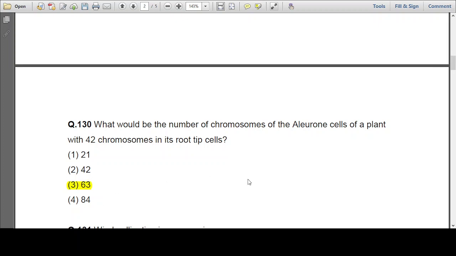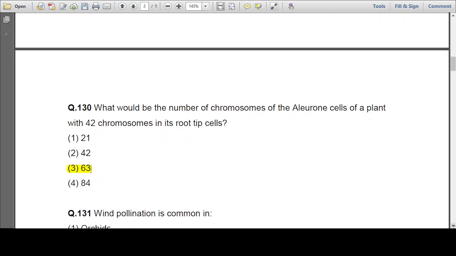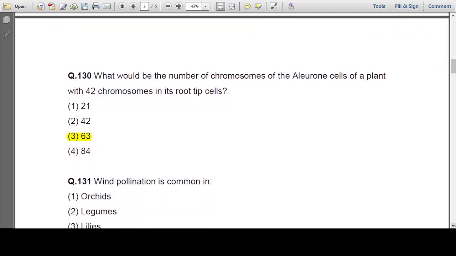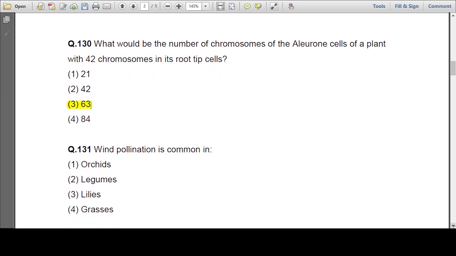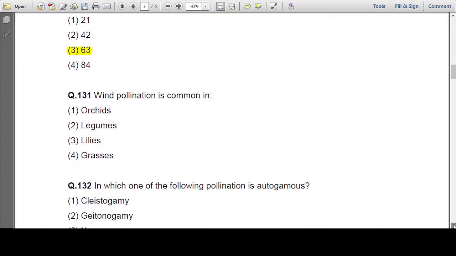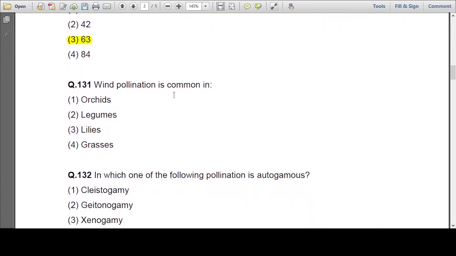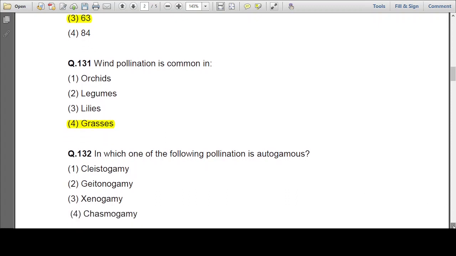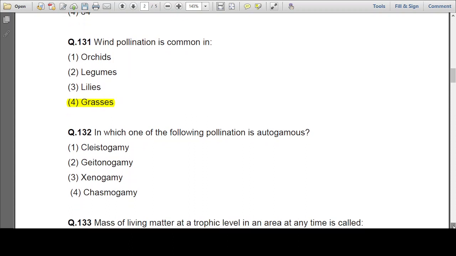You will find again in NCERT that all the components of endosperm are triploid. So aleurone cells are part of the endosperm, and the ploidy will be triploid. Next: wind pollination is common in grasses. This is clearly written in NCERT again from chapter number 2 of class 12th, where they have mentioned one line that wind pollination is common in grasses.